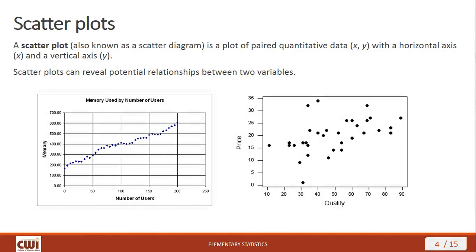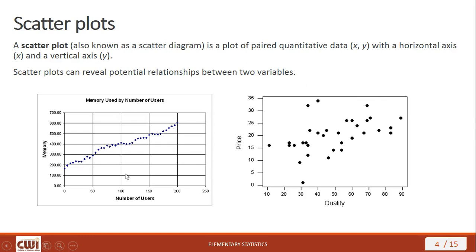So to start off with, let's look at a review of scatter plots. As we've seen previously, scatter plots simply plot paired data on a horizontal and vertical axis. So you've got ordered pairs of x, y coordinates, and you basically plot your data on a plot. These scatter plots can reveal potential relationships between two variables. So in the graph on the left, you see that the plots are forming more or less a straight line. It's actually pretty curvy, but you can see the pattern is more or less roughly a straight line.